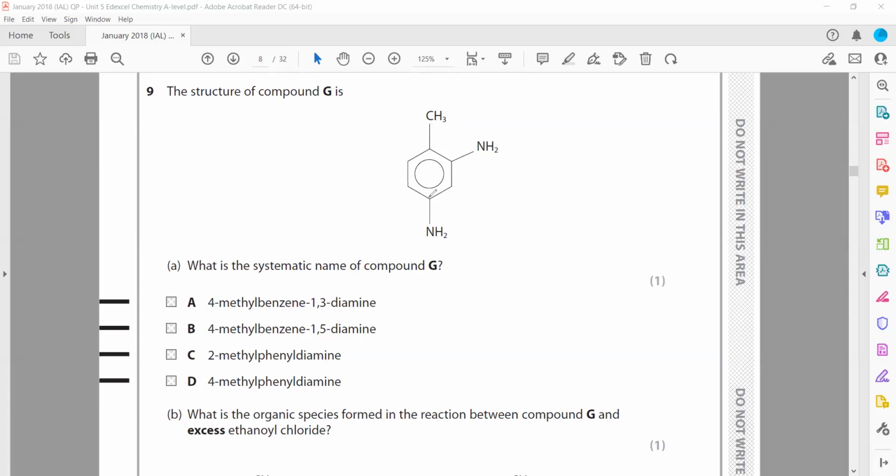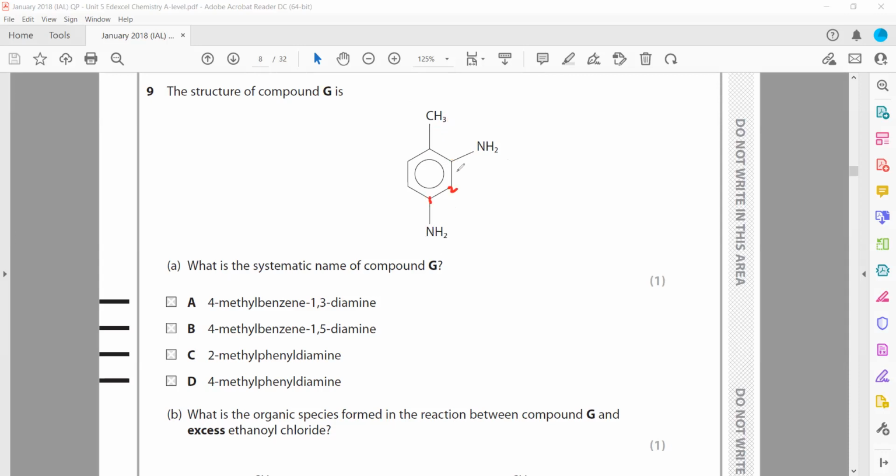So when I count, for example, I can start with this one, but 1, 2, 3, 4, 5, 6. If I count this as my one, the branch... but because the priority group is the amine group, I should include the amine in the closest number. So if I count like this, 1, 2, 3, 4, 5, 6, the methyl group is there, but the amine group is coming at 4 or 5. So that is not correct.